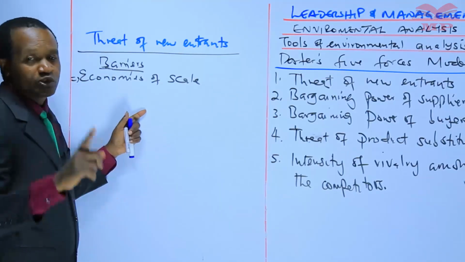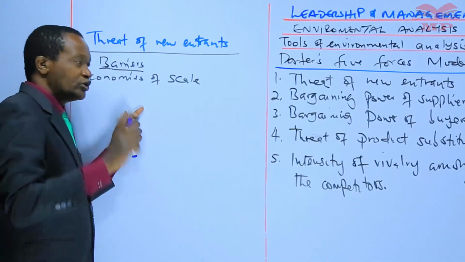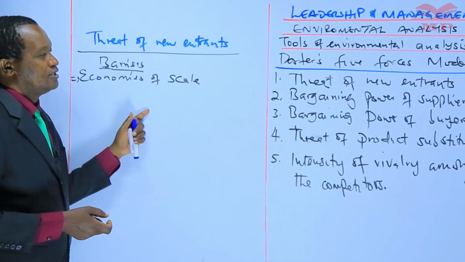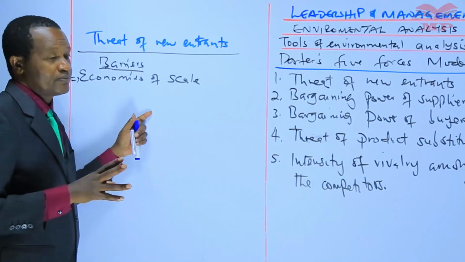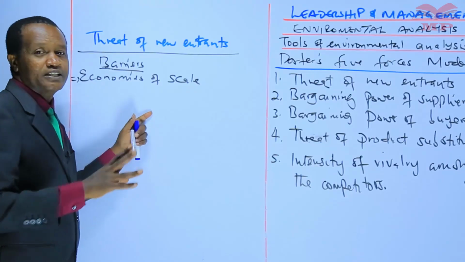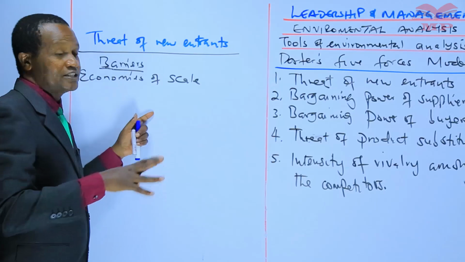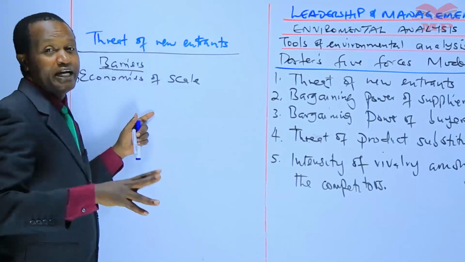Economies of scale. There are two categories: the large scale economies of scale and the small scale. The small scale entrant will have challenges trying to compete with firms that are already established in the market. And the existing competitors may not bother much about such a new entrant.